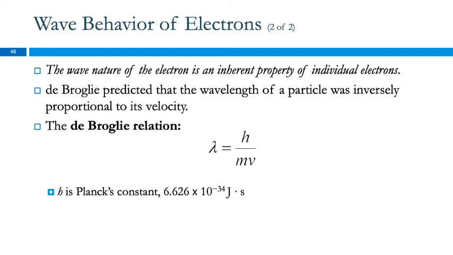And so the de Broglie relation describes the relationship between the wavelength and the frequency for a particle. So we saw a relationship between wavelength and frequency for electromagnetic radiation. Right? For light, we saw that the frequency is equal to the speed of light divided by the wavelength. This was for light.